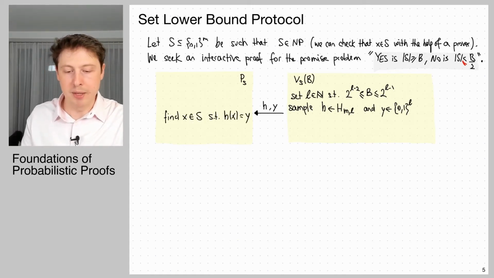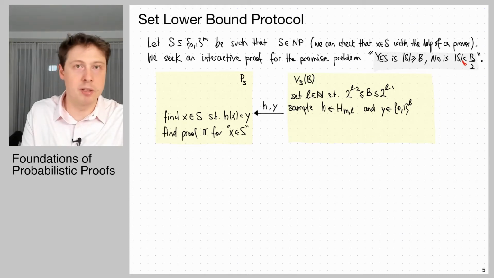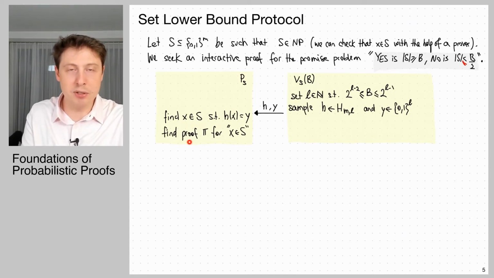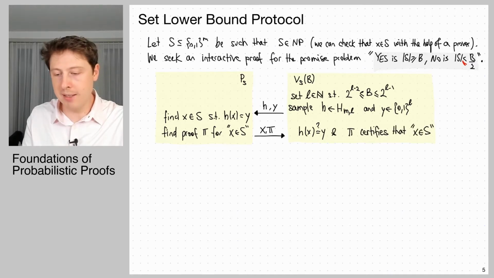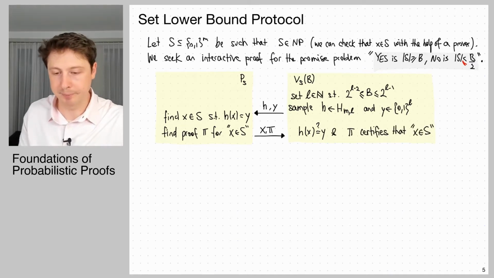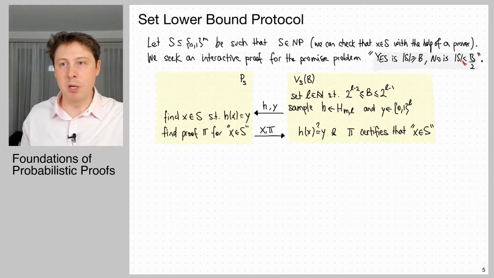What the prover wants to do, he wants to find a pre-image of Y, but not just any pre-image, a pre-image in the set. Okay? And then, because the pre-image must be in the set, it's also going to find a proof that certifies that X, the pre-image, is in the set. And it's going to tell the verifier, here, I found a pre-image and I claim it's in the set, here's a proof. The verifier is going to check that indeed it is a pre-image and indeed that the pre-image is in the set. Now, this looks like a priori a bit of a funky protocol, but let's analyze it.